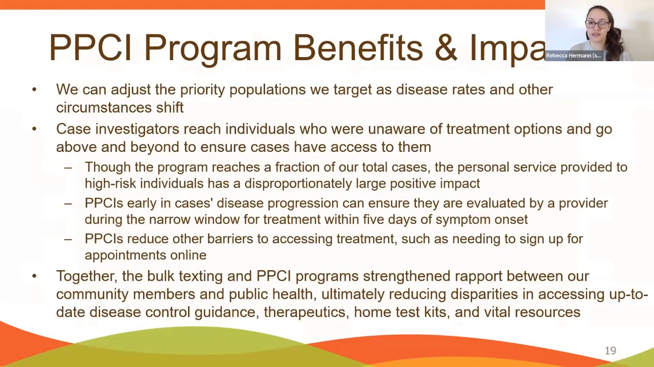So some of the benefits and impacts that we noticed from this priority populations program are that it's really flexible. And so we can adjust the populations that we target as needs change, as disease rates fluctuate, and other circumstances shift throughout the pandemic. We also noticed that our investigators are frequently reaching individuals who were completely unaware that some of these resources or treatment options even existed for them.